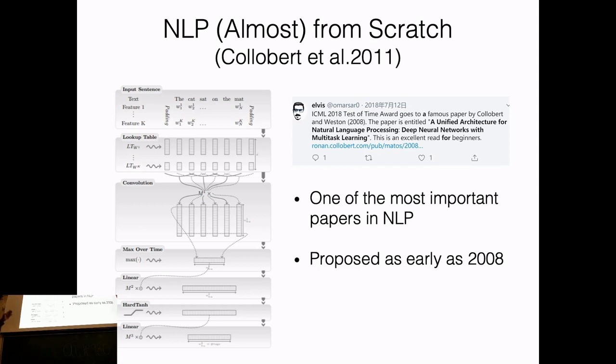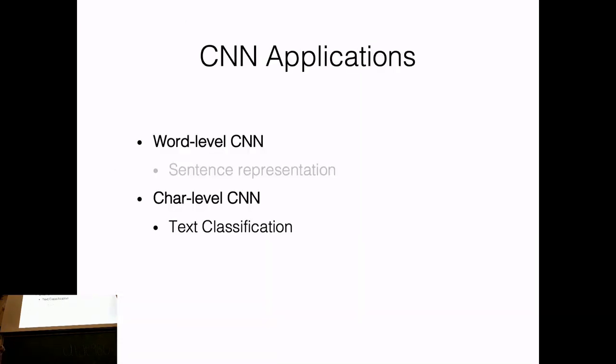So that's the general pipeline, and this could be applied to many other works. If you have read this paper, you will find many training tricks and details in it. In a word, this paper is highly recommended for you to read. So this is the application of word level CNN.